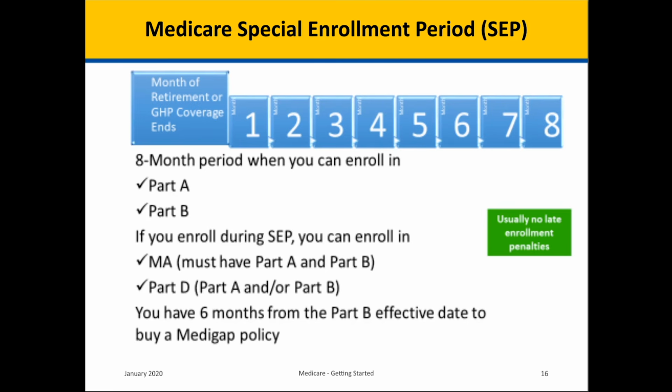If you qualify for an SEP and don't use it, again, you'll have to wait for the next GEP to enroll. You'll have a gap in coverage and may have to pay a penalty. This SEP does not apply to people who are eligible for Medicare based on ESRD, and also doesn't apply if you're still in your IEP.